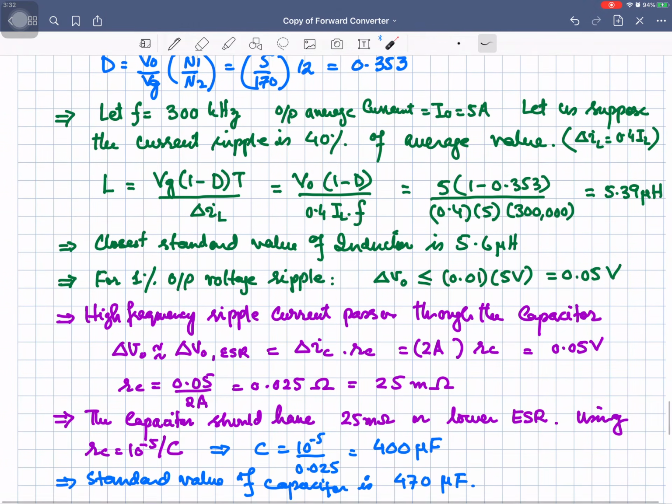Now let's look at the output voltage ripple. 1% variation is required, so delta V naught is 0.01 of 5 volts, so it means 0.05 volt variation can be there at the output.